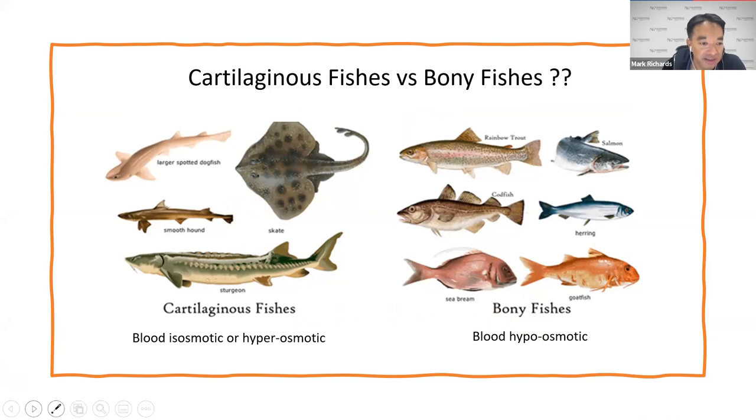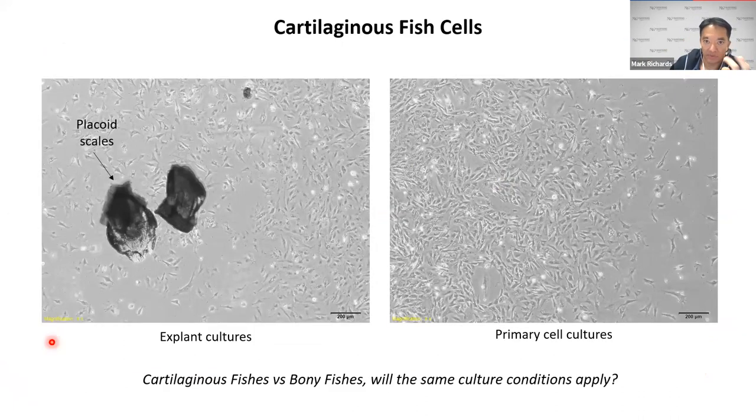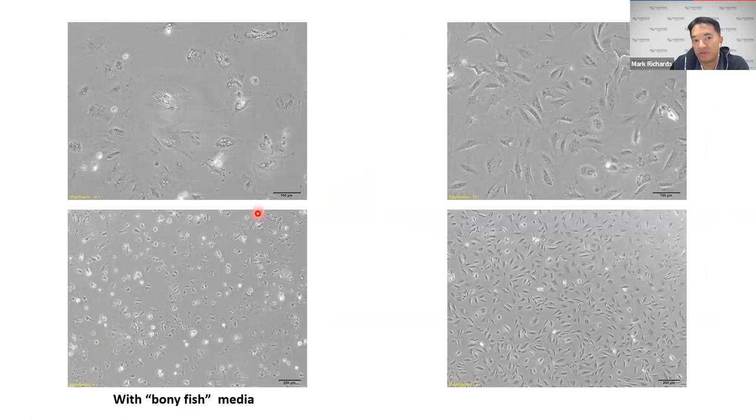So we tried this out using explant cultures from cartilaginous fish. These are the placoid scales, which are typical of cartilaginous fish. While the explant cultures did grow and we could establish primary cells, what happened was that after a period of time, using the same culture conditions that worked for the grouper species, unagi, and the red snapper, we found that the cartilaginous fish cells developed quite a lot of vacuoles. And anyone who has some knowledge of cell culture will know that this is not a good sign, right?